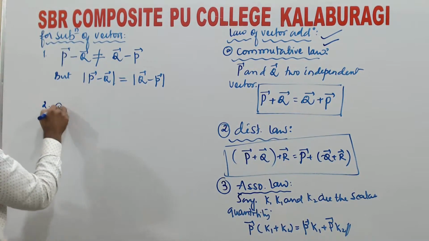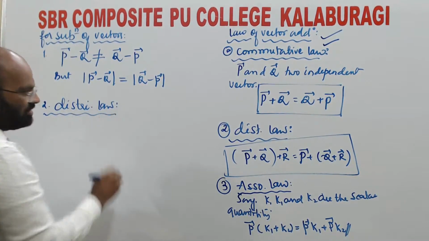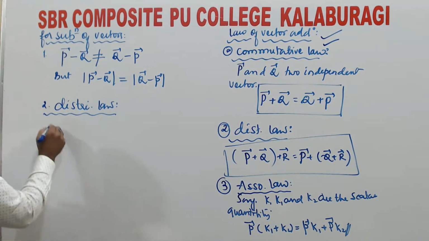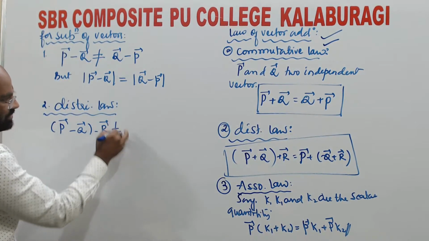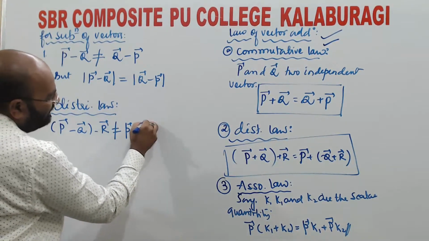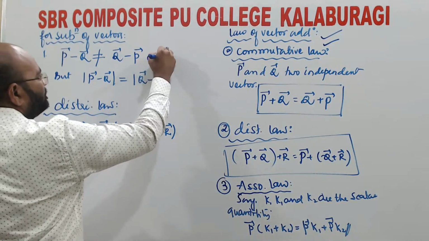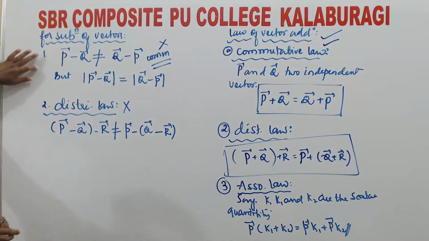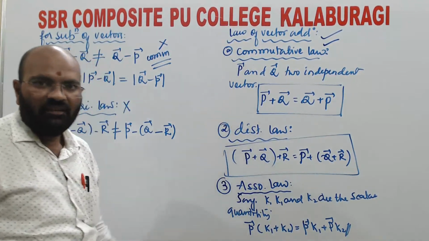Second one, that is the distributive law. In the subtraction of two vectors, the distributive law also is not satisfied. That is, vector P minus vector Q minus vector R is not equal to vector P minus vector Q minus vector R. It does not hold good for this condition. Hence, the commutative law and distributive law are not obeyed in subtraction of two vectors. But in addition, they are completely satisfied.